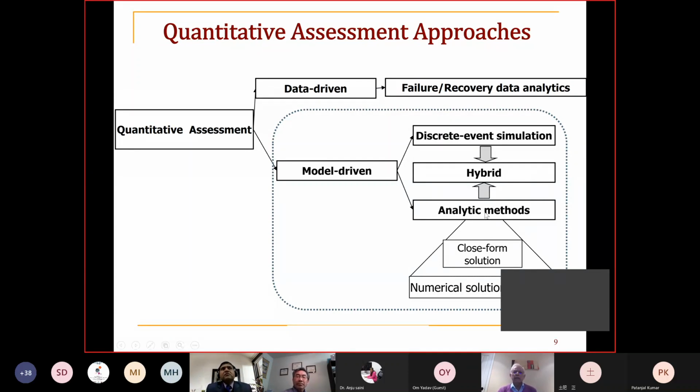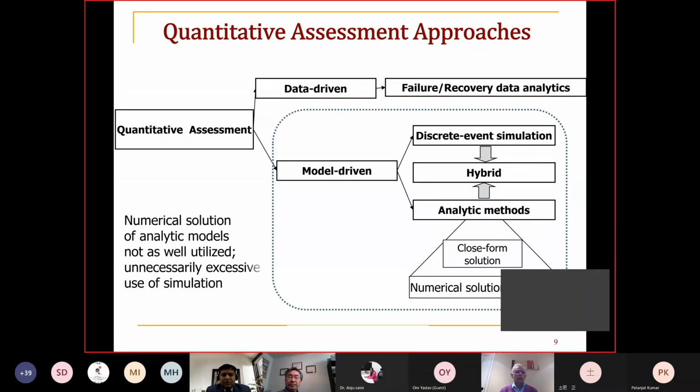But what I find is that oftentimes people mistakenly believe that analytic methods are only applicable for simple models where you can find a closed form solution. Well, there are a large number of model types that may not be so easily solved by hand or in a closed form, but you can develop the equations automatically and solve them numerically using a tool. So numerical solution of analytic models is not as well utilized as it could be, and therefore I find in practice unnecessarily excessive use of simulation where analytic techniques would have sufficed.